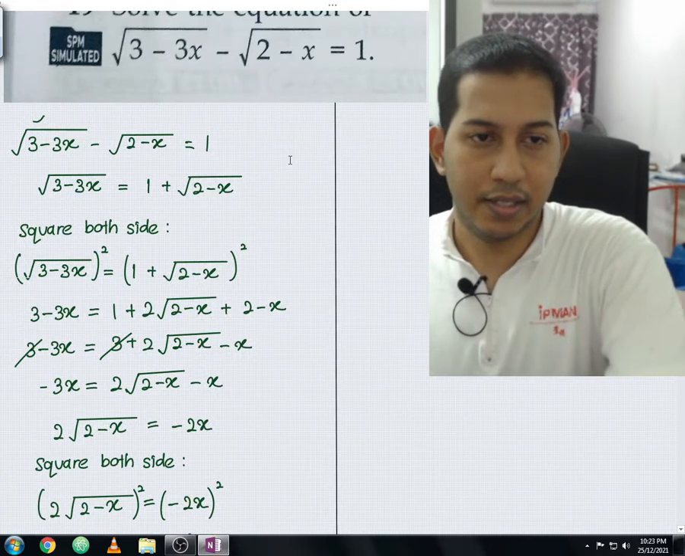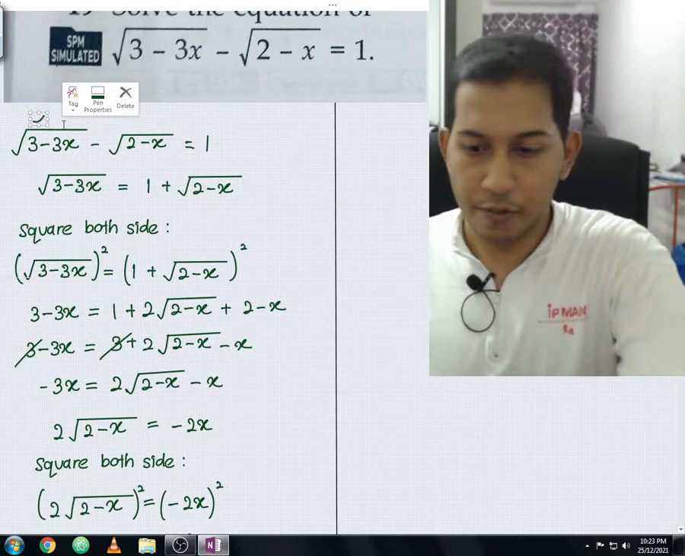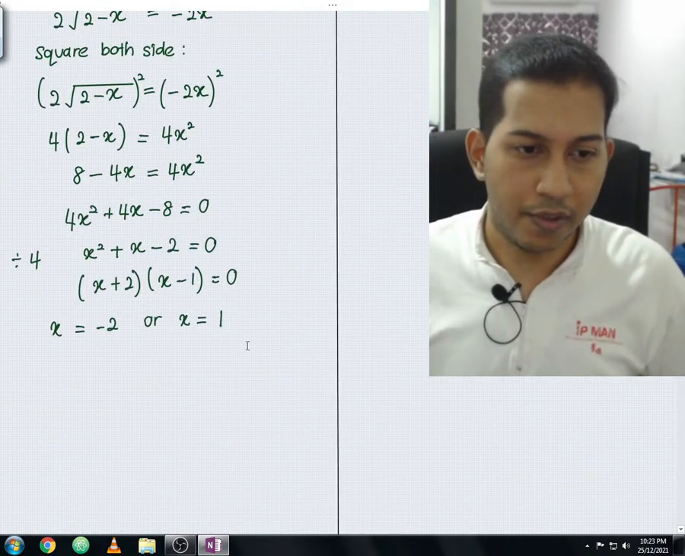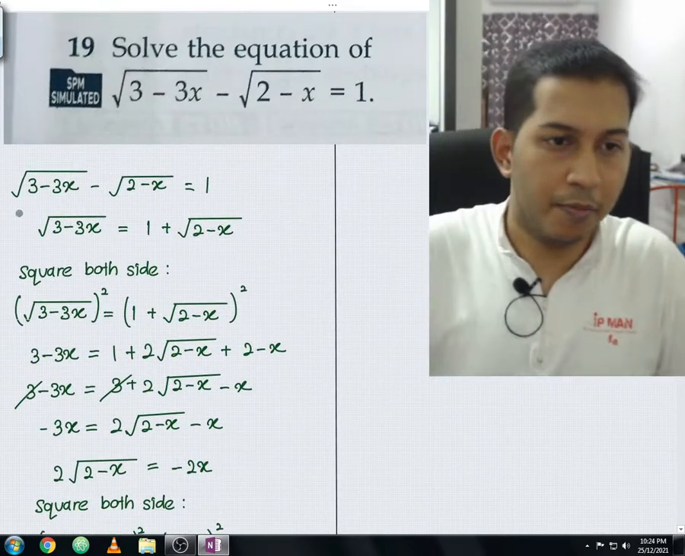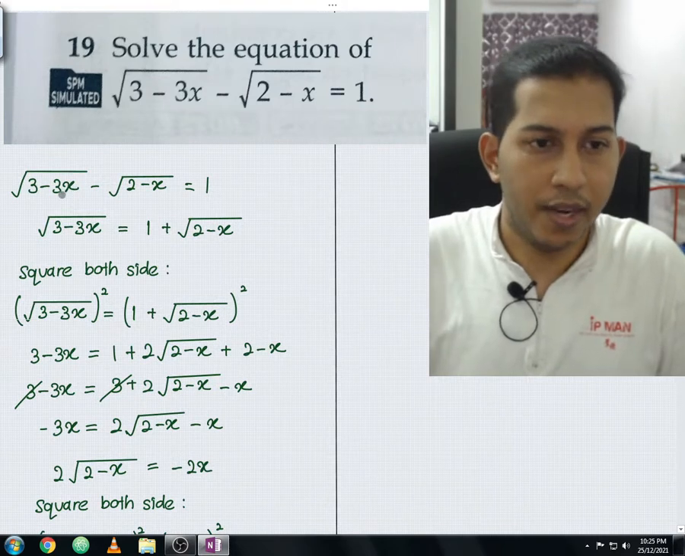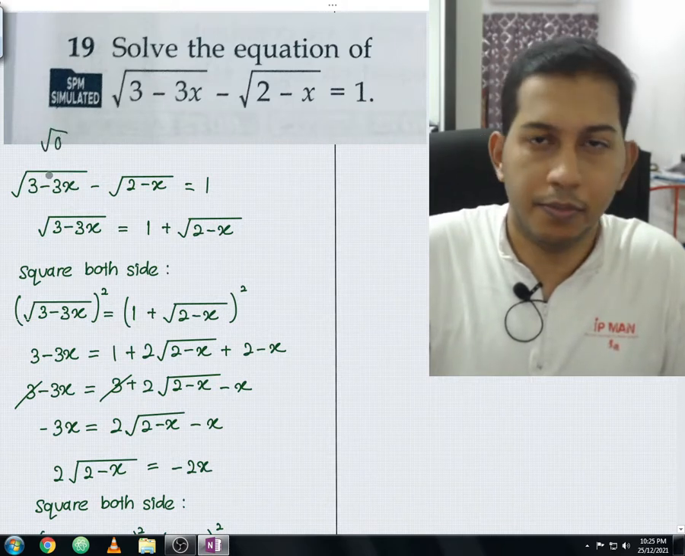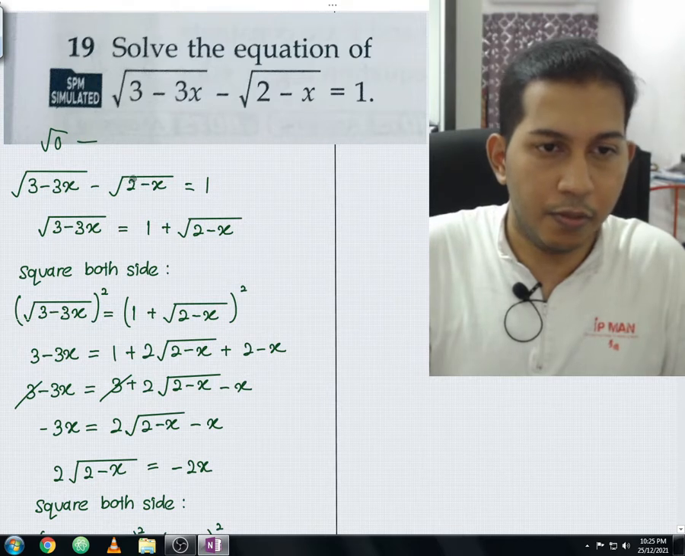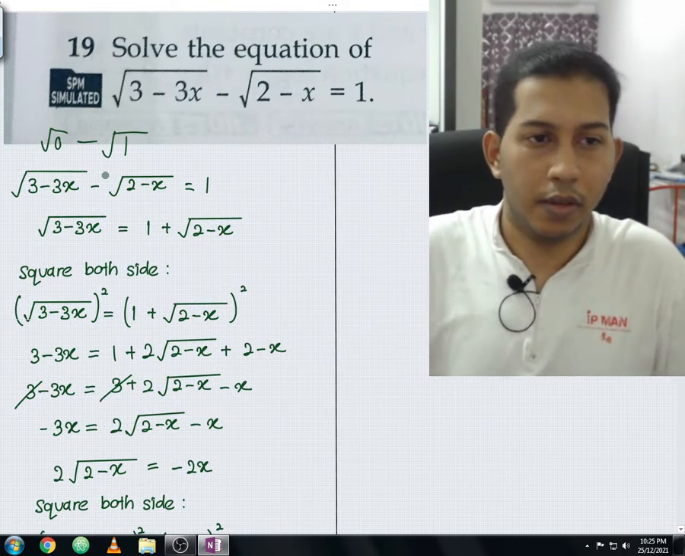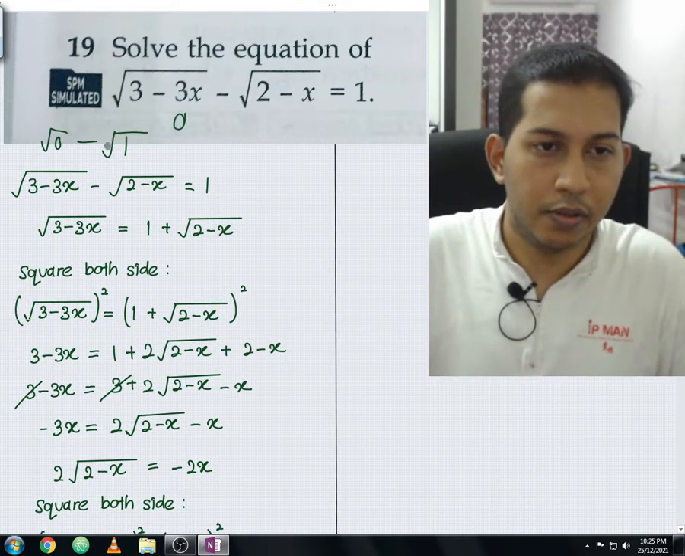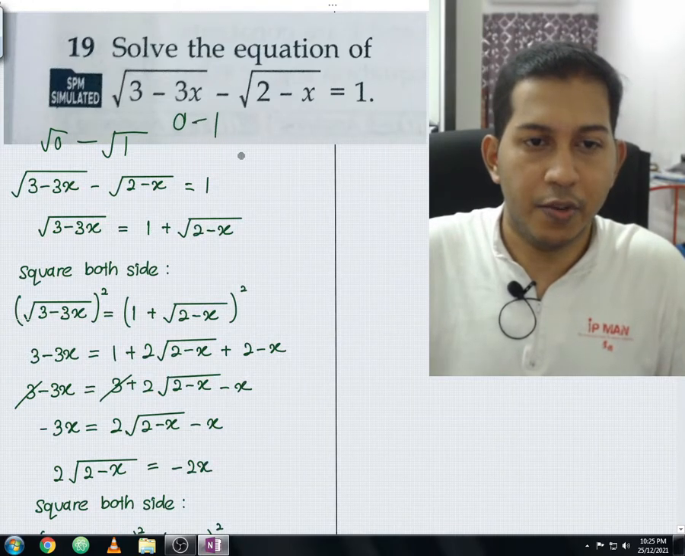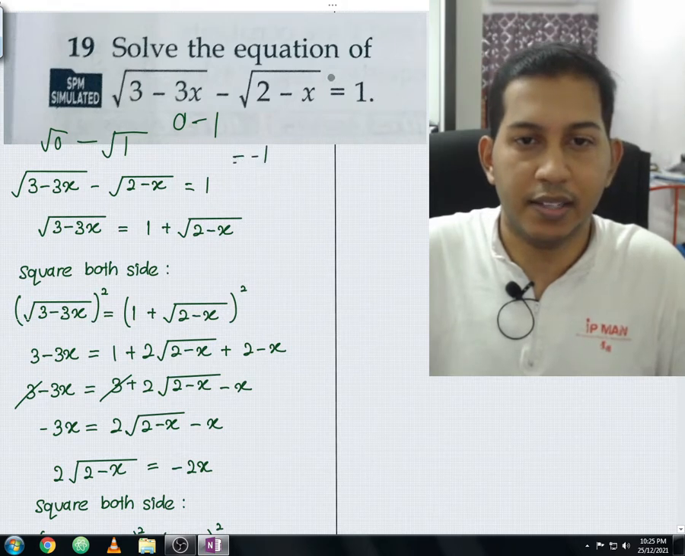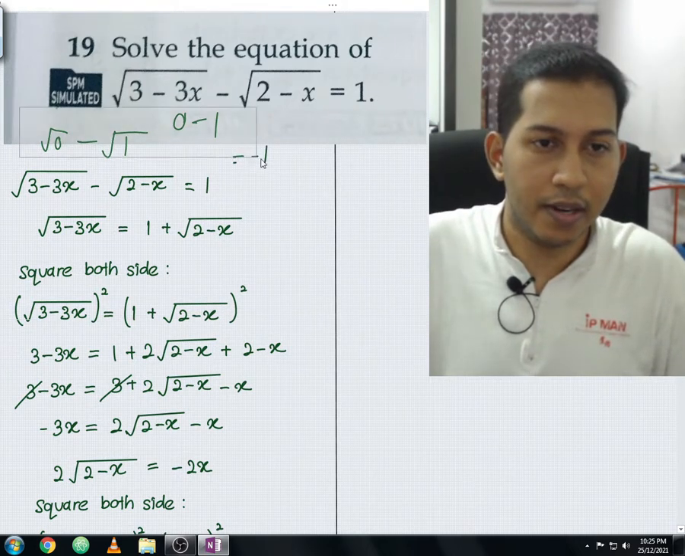Sorry if I just scribble. I just want to show you that you need to prove. We have already proved that x is equal to negative 2. So how about x equals to 1? From here, 3 minus 3 times 1, so you get square root 0. And then minus 2 minus 1, so you get surd 1. Square root 0 technically is 0, so square root 1 we get is minus 1. So when you substitute 1, you actually get -1, but your final answer is 1.